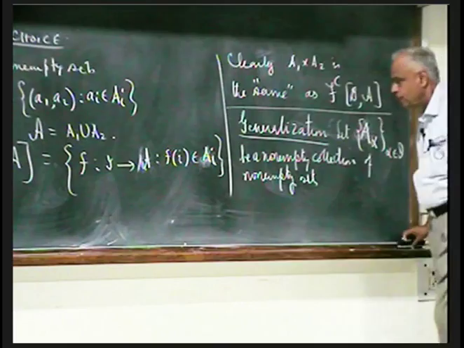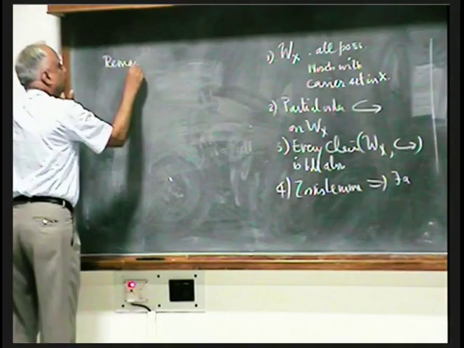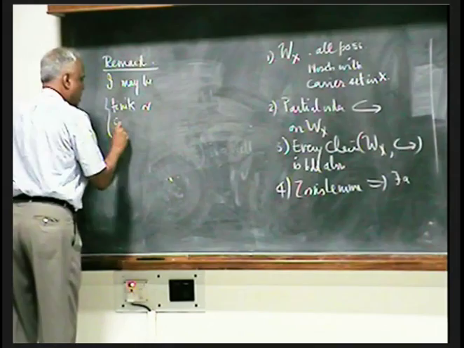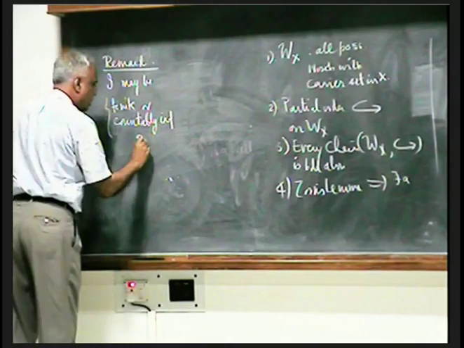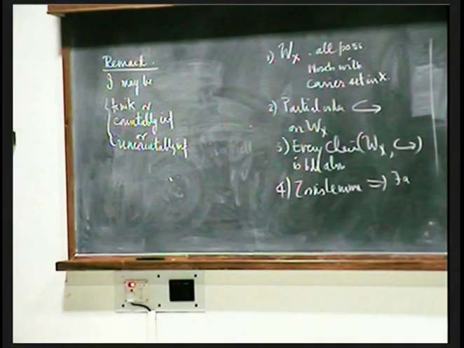Remark, I may be finite, or countably infinite, or uncountably infinite. So it can have any cardinality. Not necessarily a finite number of sets; it could be a sequence of sets or an uncountable number of sets. It can be any collection of sets.